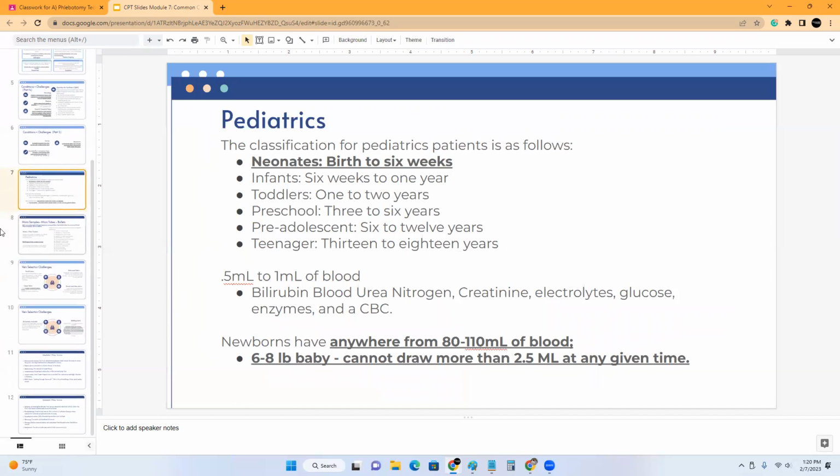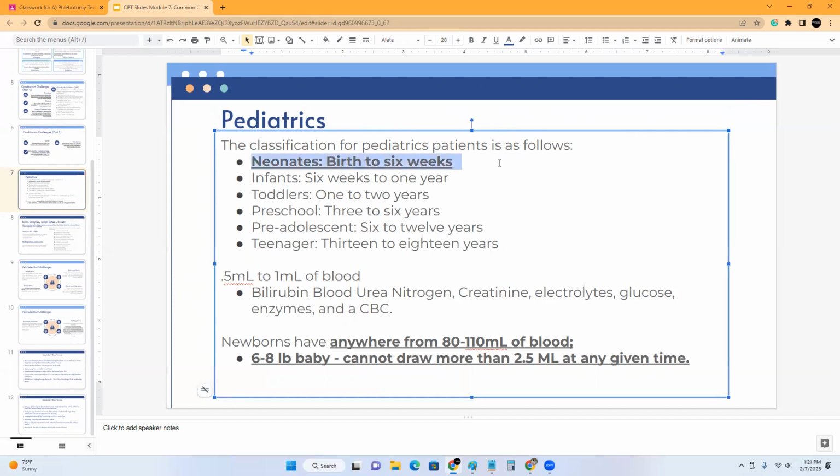Pediatrics is another challenge. The patients are smaller. They're kids. They don't always follow directions. They're more likely to move. Neonates are babies or children from birth to 6 weeks old. Infants are 6 weeks to 1 year. Toddlers are 1 to 2. Preschool is 3 to 6. Pre-adolescent is 6 to 12. And a teenager is 13 to 18 years of age.